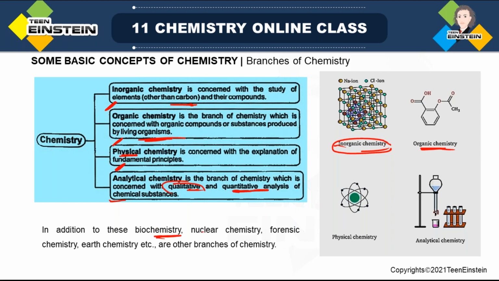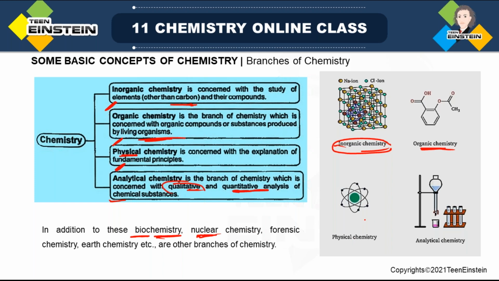Biochemistry, so all the chemical reactions that are going on in vivo, inside our body, in living organisms. Biochemistry is all about that. Okay, so that is why it is biochemistry. It is a combination of biology and chemistry. Then nuclear chemistry, as the name suggests, nucleus.